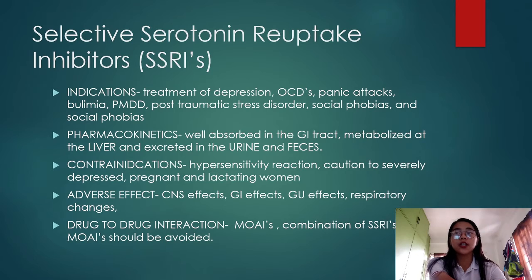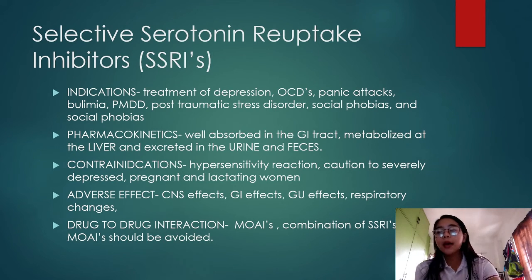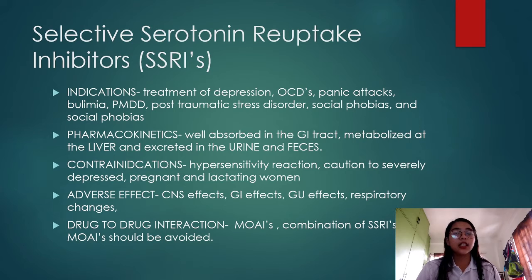So, moving on to the third antidepressant drug, it is the selective serotonin reuptake inhibitor or SSRIs. For its indication, it is said that it treats the symptoms of depression, obsessive compulsive disorder or OCDs, panic attacks, bulimia, PMDD or premenstrual dysphoric disorder, stress disorder, social phobias, and the like. So for its pharmacokinetic, is well absorbed in the GI tract, metabolized at the liver, and excreted in urine or feces.